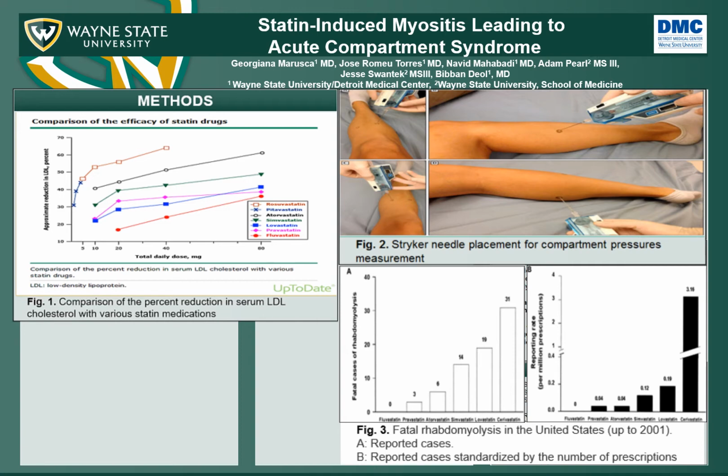And this graph here on the left shows, as stated before, simvastatin to be a common cause of fatalities as a result of rhabdomyolysis. Behind it is atorvastatin. So again, these 2 statins have been commonly reported in literature causing acute compartment syndrome.